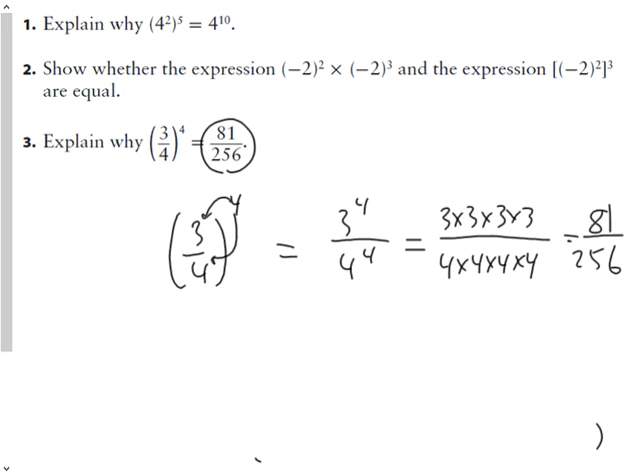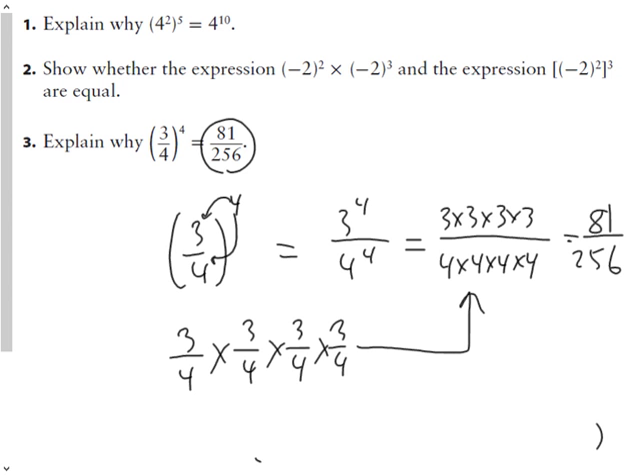Now, that's just using the rule. If I looked at it in repeated multiplication, it would be 3/4 multiplied by itself 4 times, which I would write out like this, which would then become this, which would then become this.